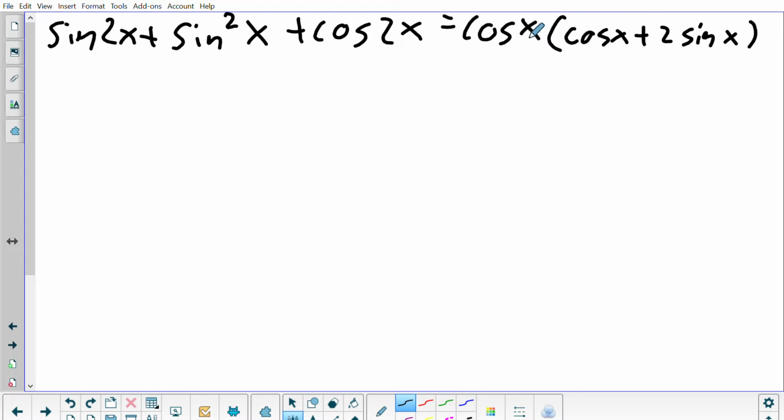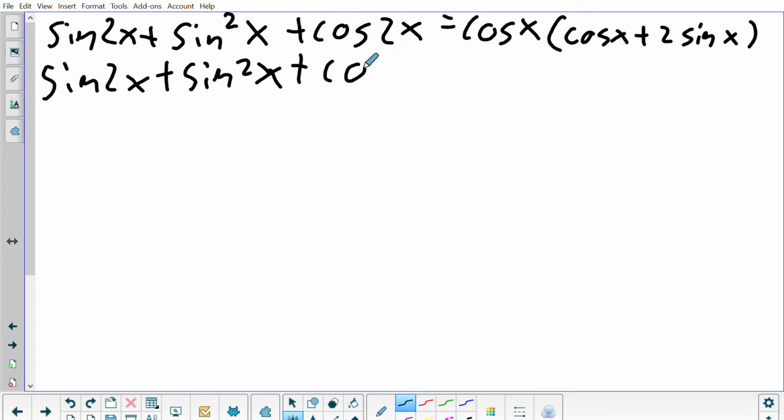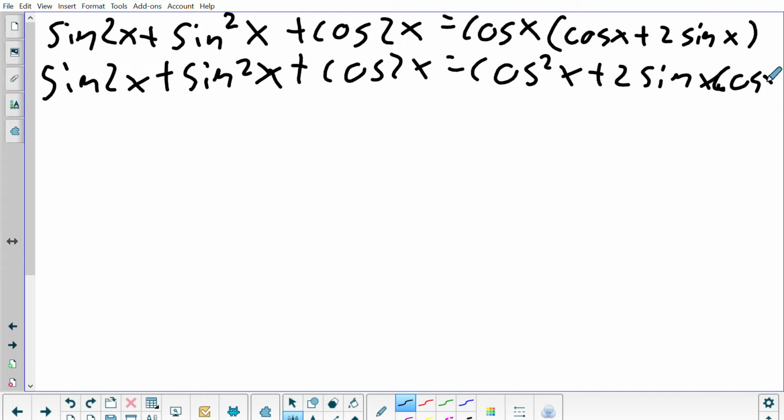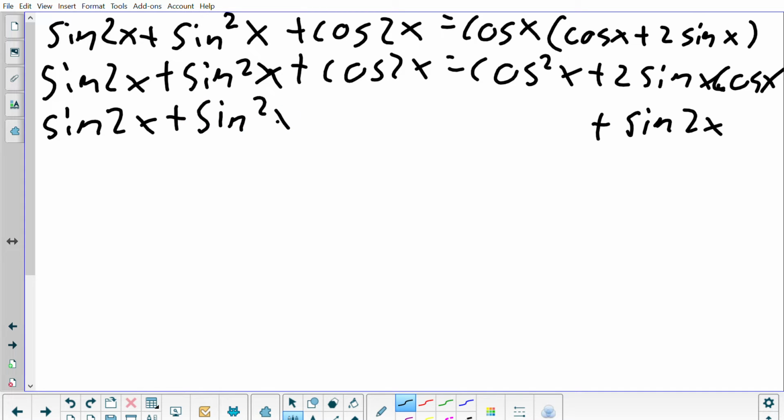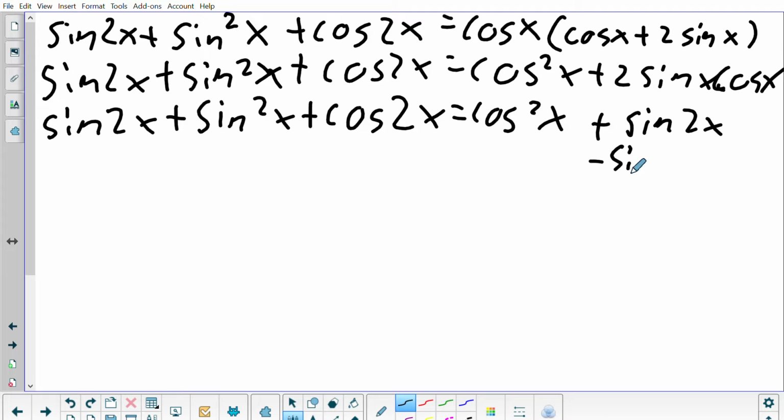Okay, for this next one, I'm going to distribute. So I'm going to rewrite everything else on this side. Okay, and then 2 sine x cosine x is the same as sine of 2x, and then I'm going to rewrite everything else. Okay, I'm going to subtract sine 2x from both sides.